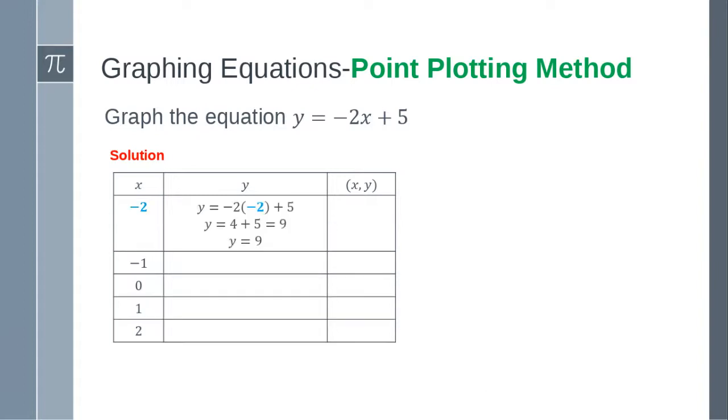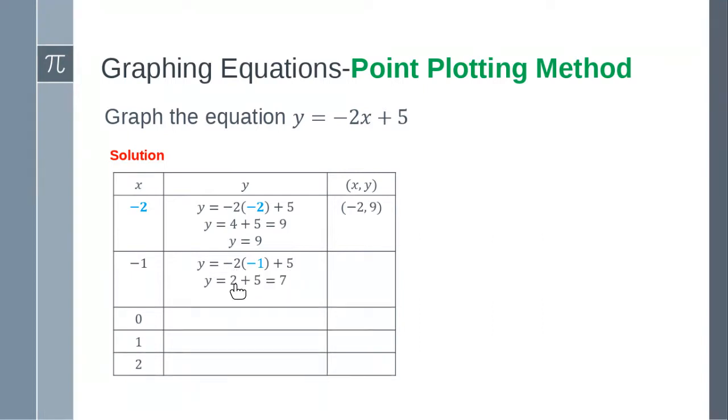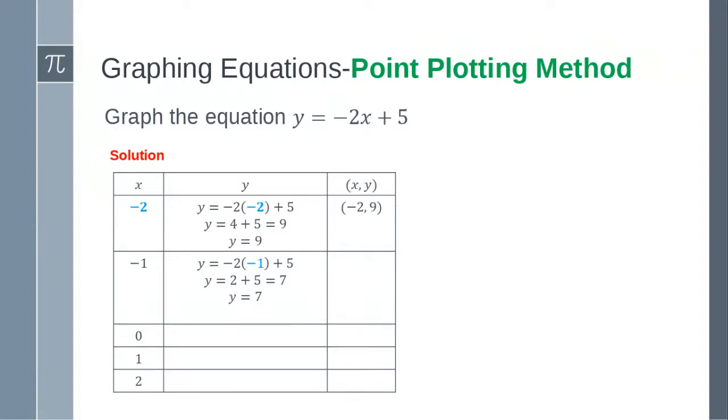Okay, so once you have your points, then we're going to take the equation and we're going to substitute the value of X into all the X's. So here's an X. So instead of this X, I'm going to replace it with a -2. So -2 times -2 is +4, plus the 5 will give me a 9. So my ordered pair is going to be -2 and 9. And so I would do the same for -1. I'm going to substitute -1 times -2, and then I'm going to add 5. So we get 2 plus 5 is equal to 7. And our ordered pair would be -1 and 7.